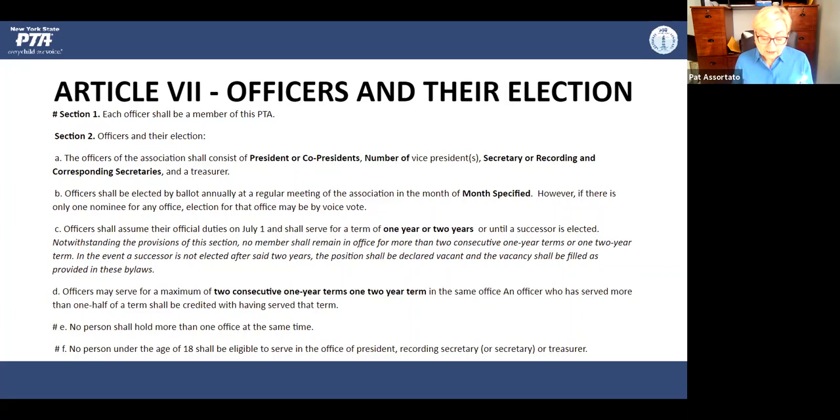In order to be an active, viable PTA in good standing, you must have, at a minimum, a president, a secretary, and a treasurer. Section 2B through 2F prescribe the election month, the term of office, term limits, and conditions. Please note that in the council bylaws, this whole article is Article 8 and has differences specific to council.